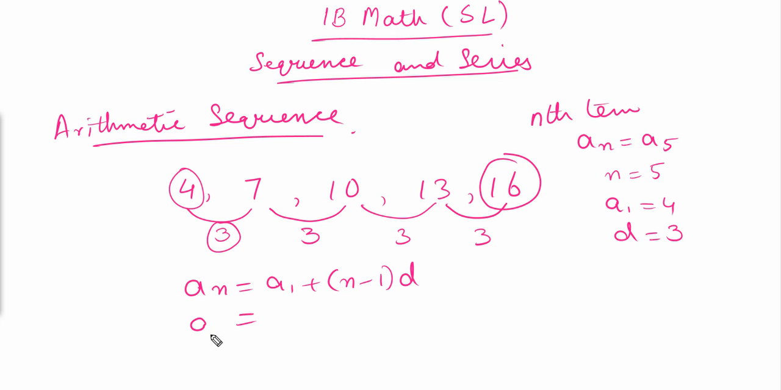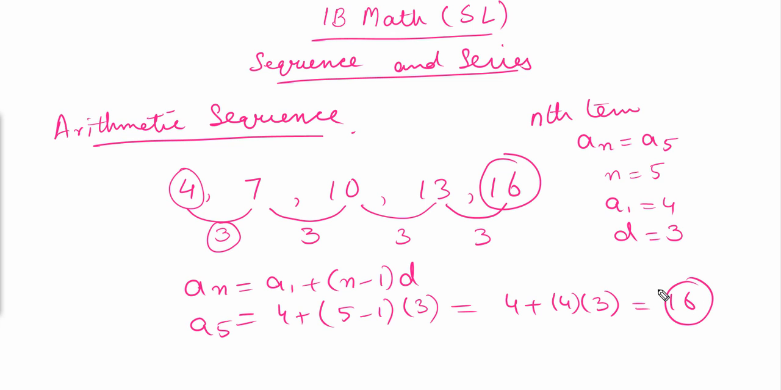So the fifth term will be equal to the first term, that is 4, plus n minus 1, that is 5 minus 1, times d, the common difference. In this way we work out our nth term. That would be 4 plus 4 times 3, which is equal to 16. So 16 is the nth term. As you can see over here, this is our fifth term, equal to 16. This is how we can use this formula to work out the nth term of our arithmetic sequence.